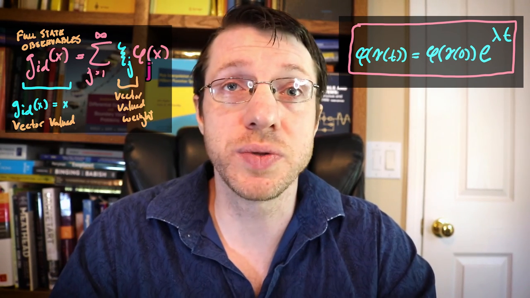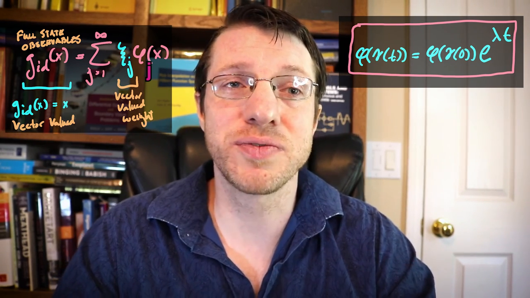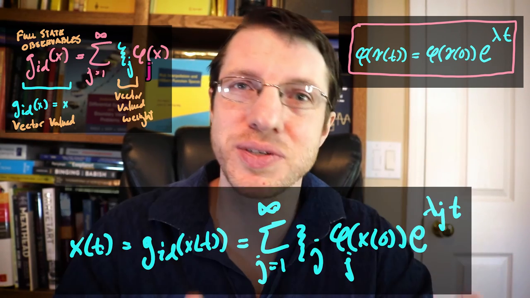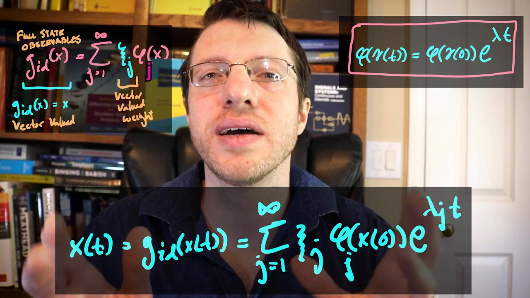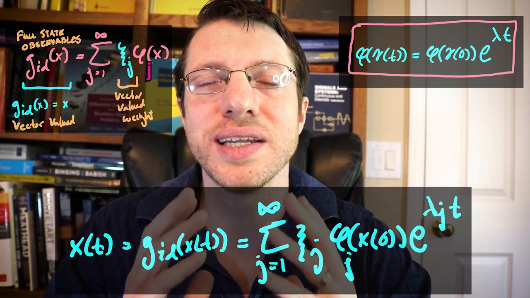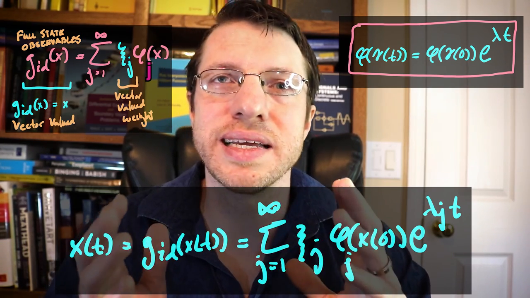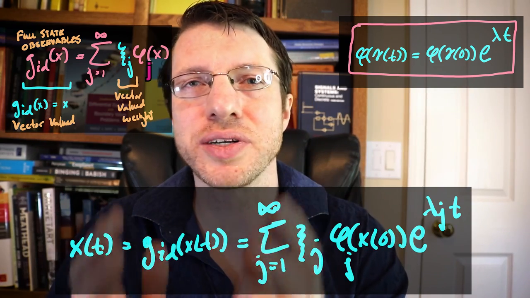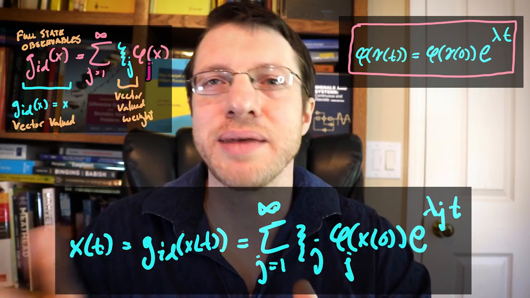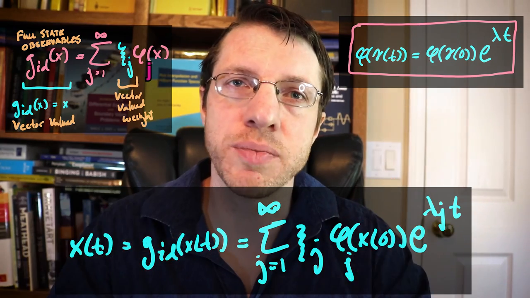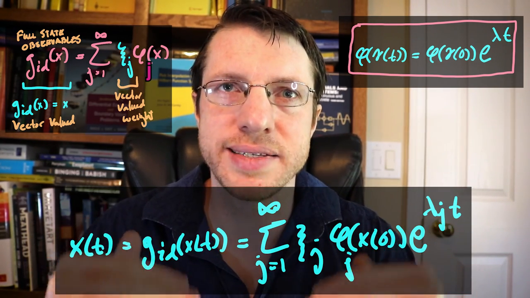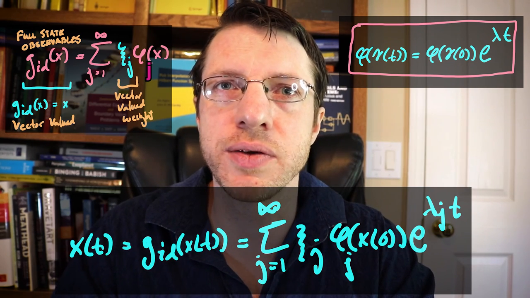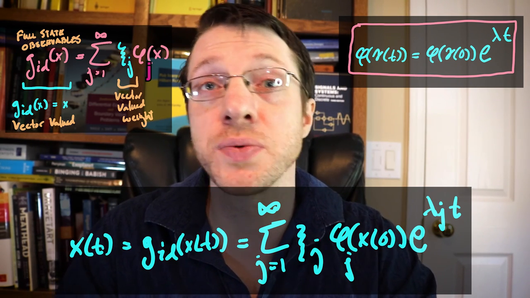And so once you do that, then you have x of t, the full state observable evaluated at x of t, is equal to the sum of what we will call the Liouville modes times the eigenfunction evaluated at your initial point times e to the lambda t. And of course we get these Liouville modes by doing this whole process one dimension at a time, which is equivalent to doing it for a vector valued reproducing kernel Hilbert space with a diagonal kernel.